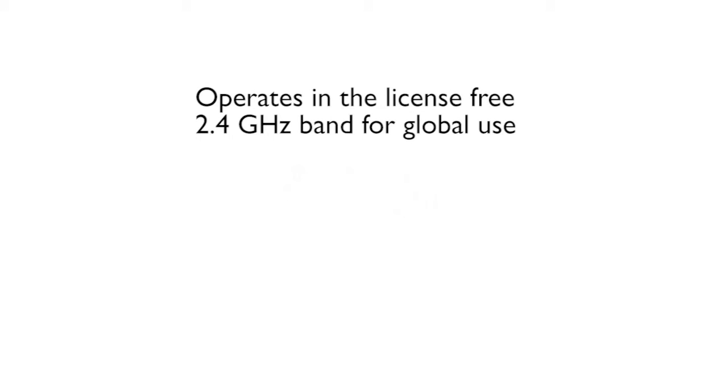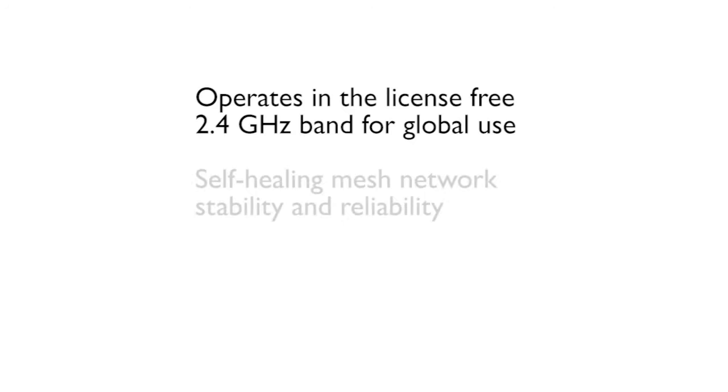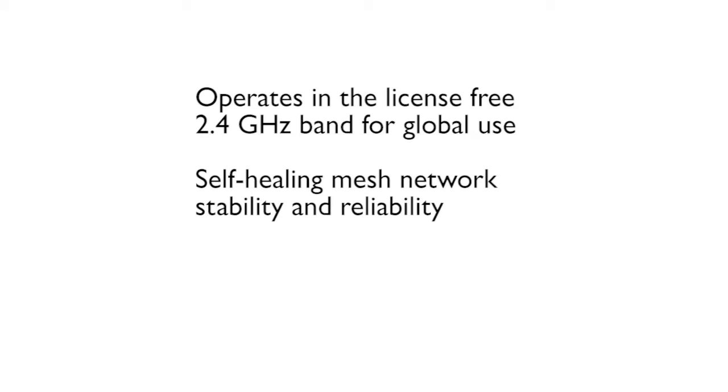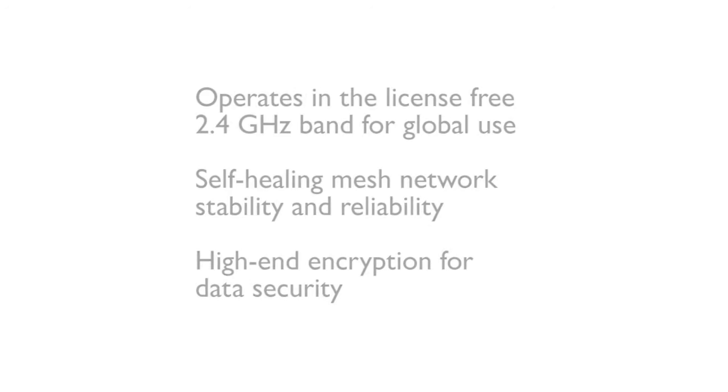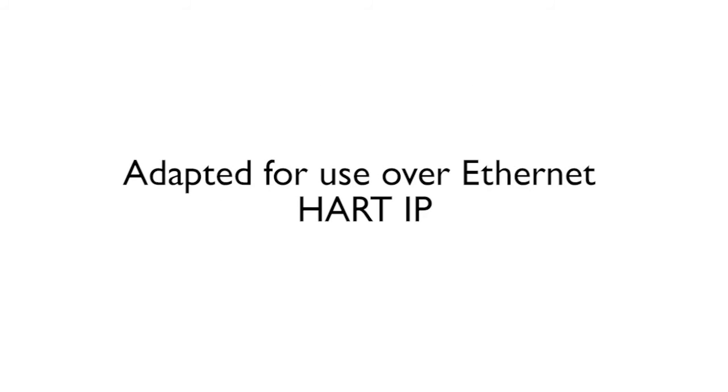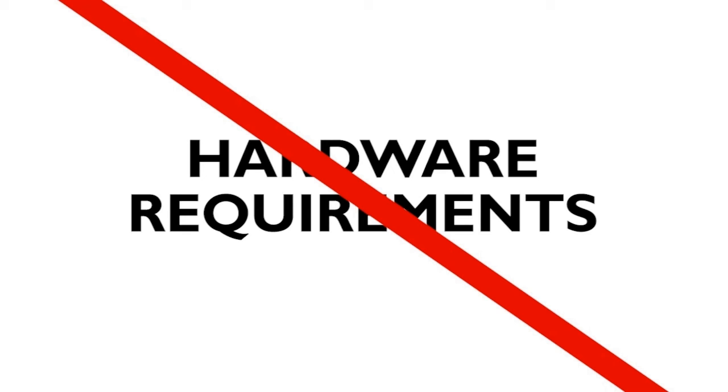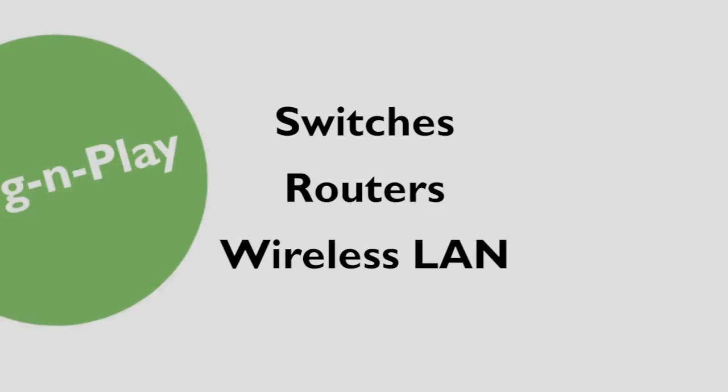Around 2007, WirelessHART was developed. It operates in the license-free 2.4 GHz band for global use. It features self-healing mesh network capabilities to ensure network stability and reliability, and has high-end encryption for data security. Even more recently, HART has been adapted for use over Ethernet, the aptly named HART IP. There are no special hardware requirements for HART IP. Your standard switches, routers, and wireless LAN are all plug and play with HART IP.